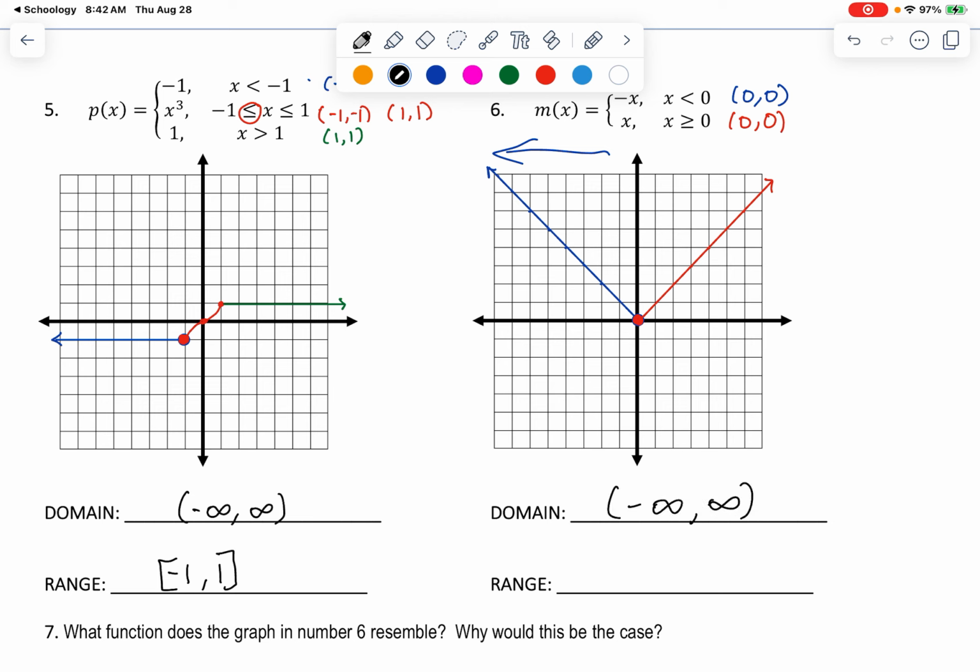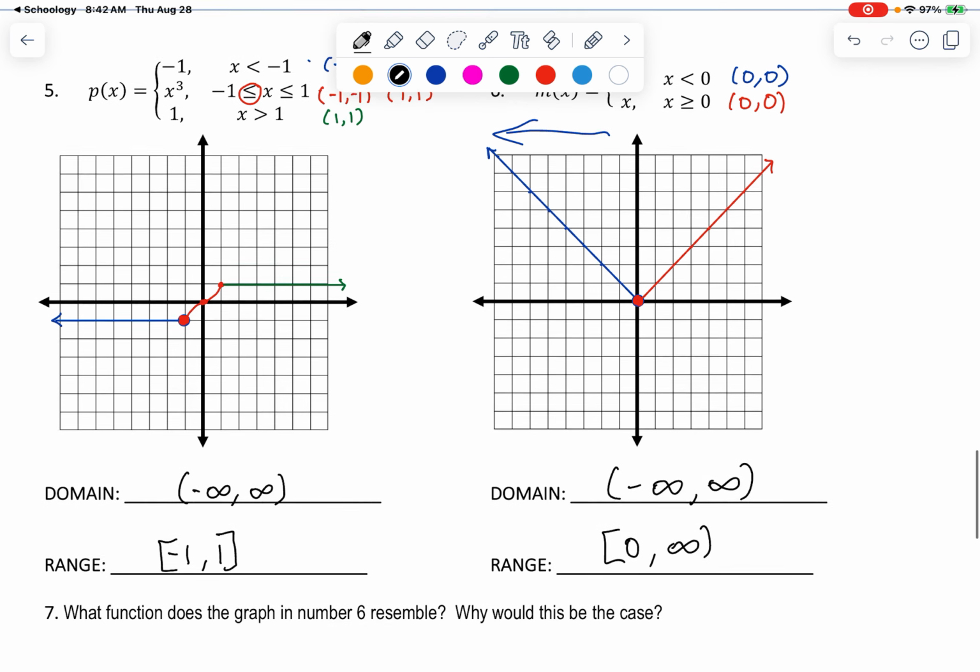And your range, the lowest it goes is 0, and there is a y value there, and it goes on forever, infinitely. Okay? All right, now I'm going to fix that graph paper before you see it.